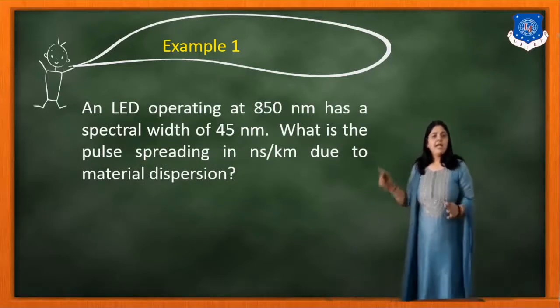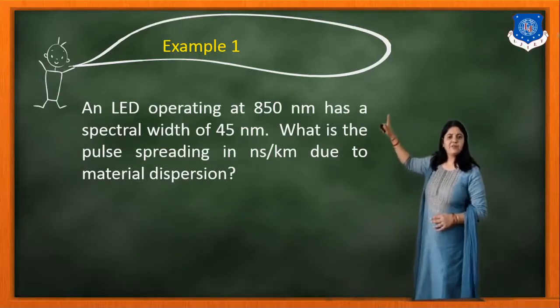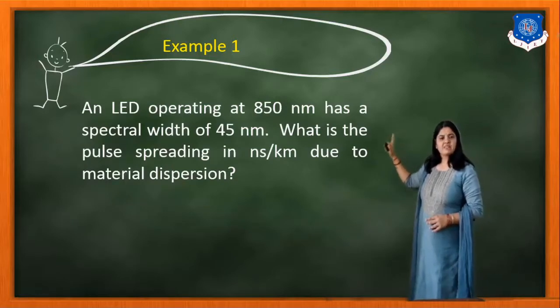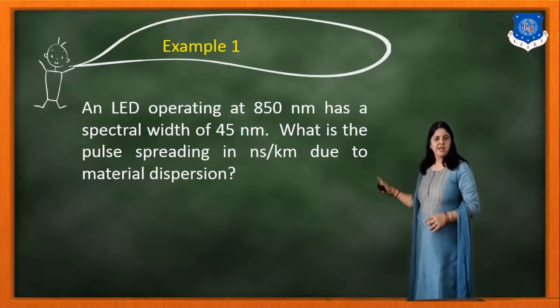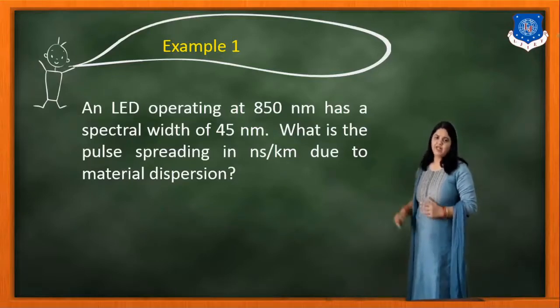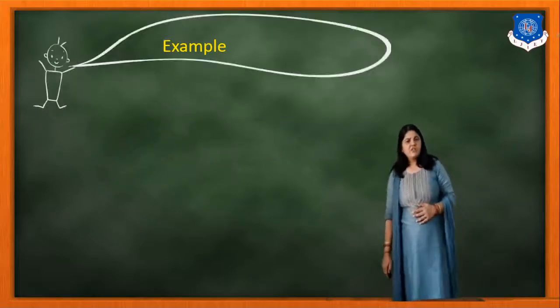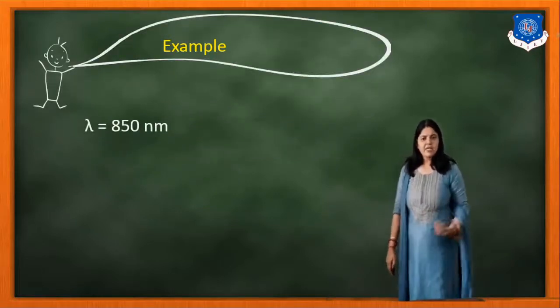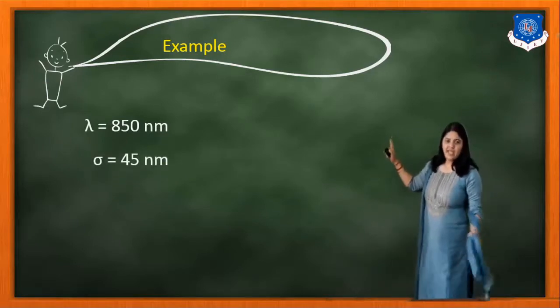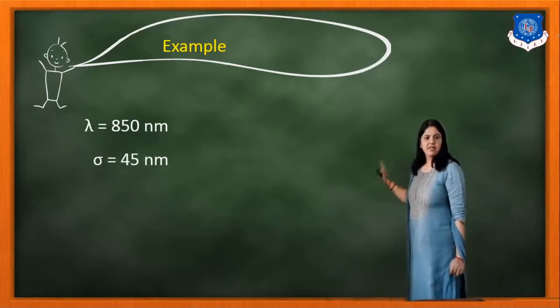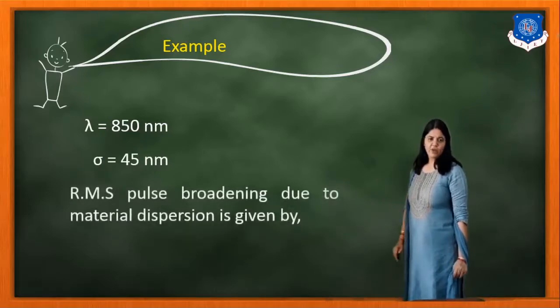An LED operating at 850 nanometer has a spectral width of 45 nanometer. What is the pulse spreading in nanosecond per kilometer due to the material dispersion? So now we'll solve the example by the given data: lambda is equal to 850 nanometer, then sigma is equal to 45 nanometer.